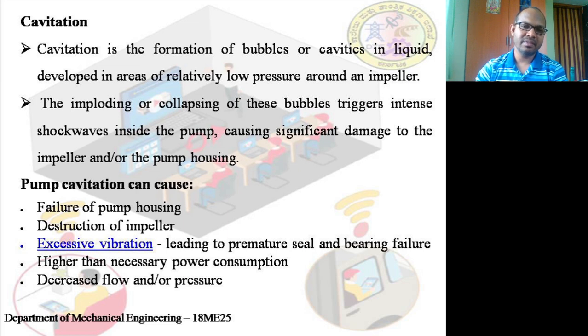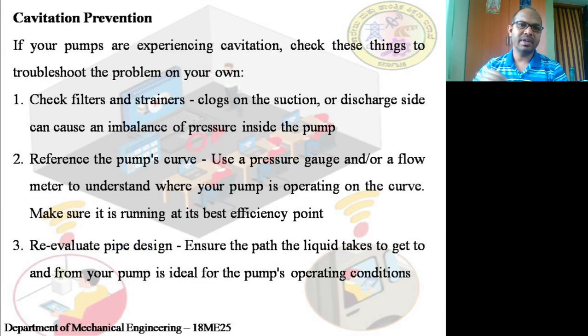Higher than necessary power consumption, that means power will be consumed more than the required power. Okay, decreased flow rate and pressure. There are chances of a decrease in the flow rate, and there is a chance for a decrease in the pressure also. Okay, now the cavitation prevention. If your pumps are experiencing cavitation, check these things to troubleshoot the problem on your own. How do we check this cavitation? How can we identify this?